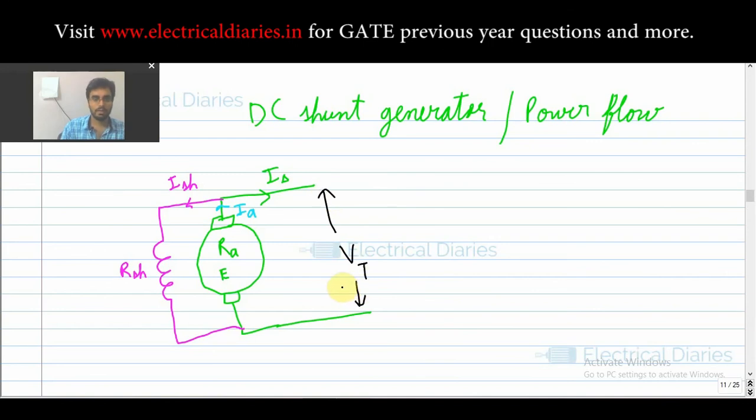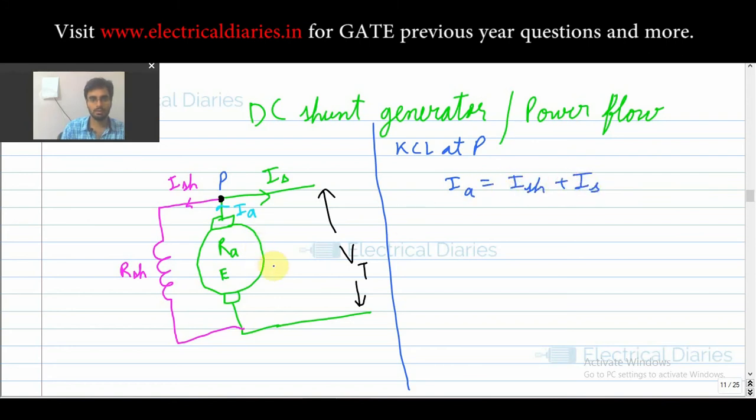Now we can easily write down the KCL at this point, P. If I write down KCL at P, these equations will do. Always draw the equivalent circuit of any machine and try analyzing it. The equivalent circuit should always be on your tips. So KCL at P will be IA is equal to ISH plus IS.